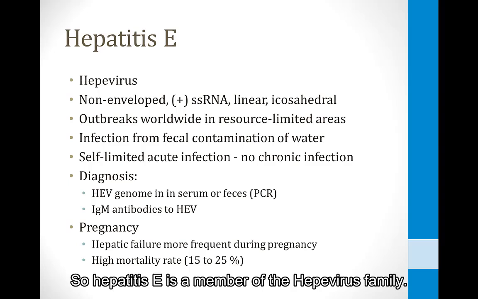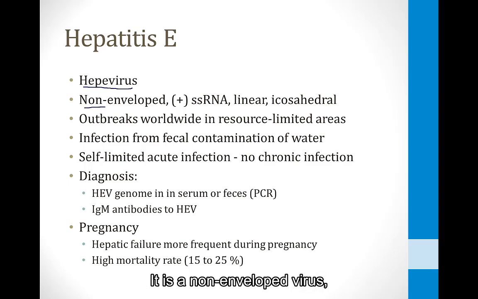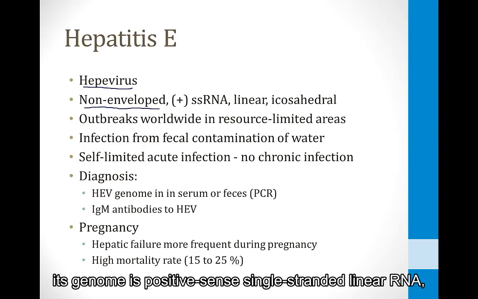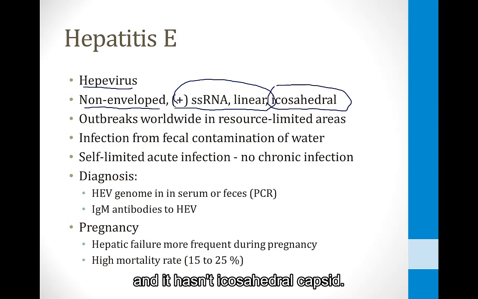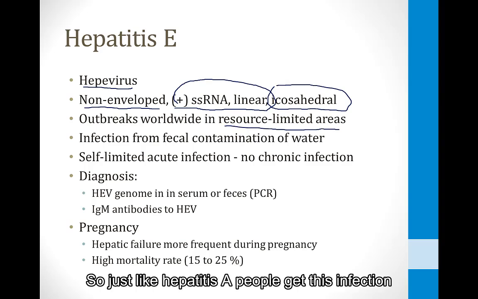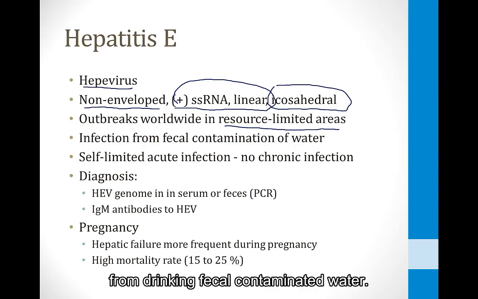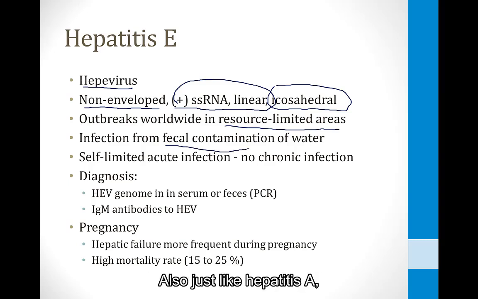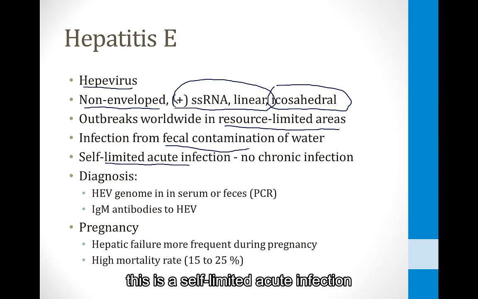So hepatitis E is a member of the Hep E virus family. It is a non-envelope virus. Its genome is positive sense single-stranded linear RNA, and it has an icosahedral capsid. Outbreaks of Hep E occur worldwide, usually in resource-limited areas. So just like hepatitis A, people get this infection from drinking fecal contaminated water. Also, just like hepatitis A, this is a self-limited acute infection and does not cause a chronic infection.